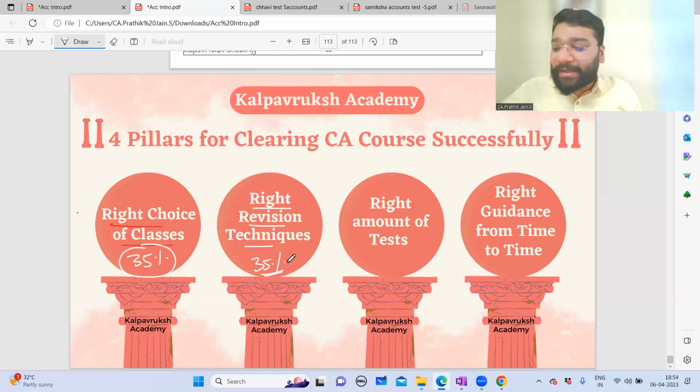And this revision technique is something which I have customized for myself when I was preparing for my CA intermediate and CA final level. I had a certain learning curve with my revision techniques. So I made mistakes in my revision, and over a period of time, I realized that these revision techniques differ from person to person, subject to subject, situation to situation. And this is something which is customized to different students.